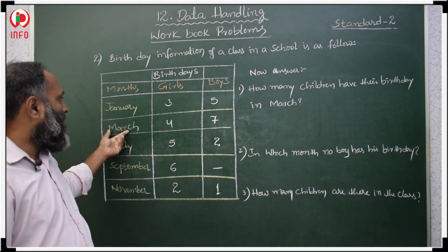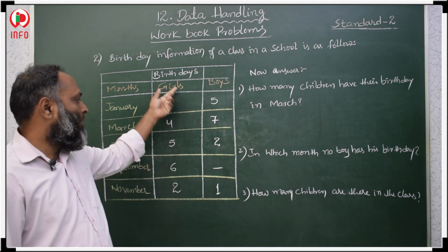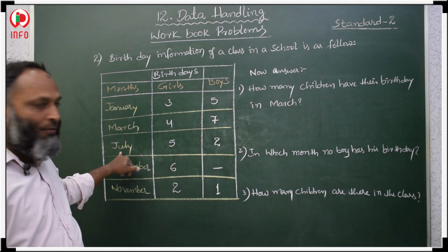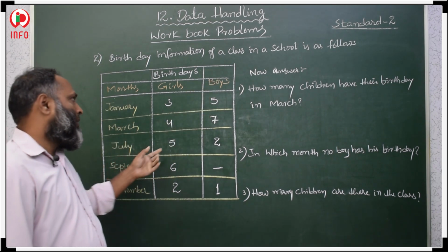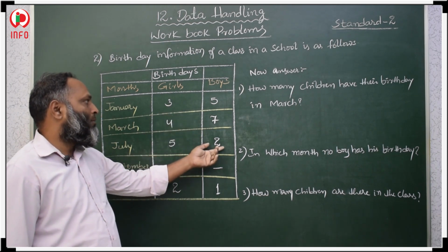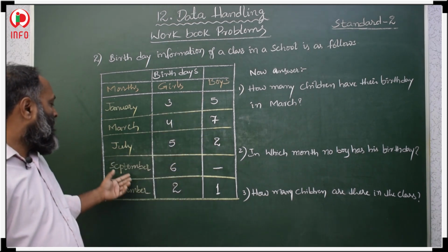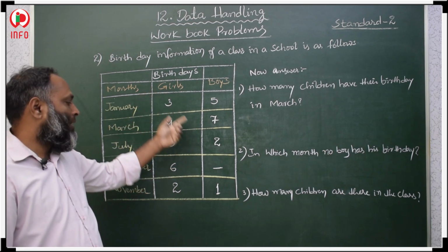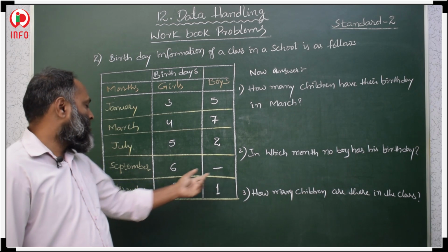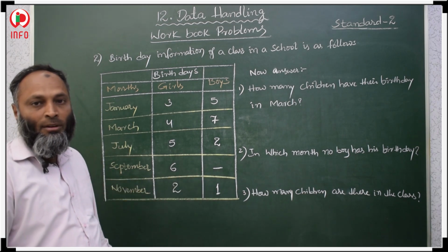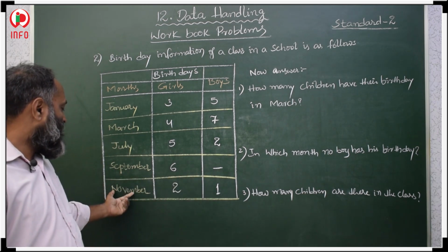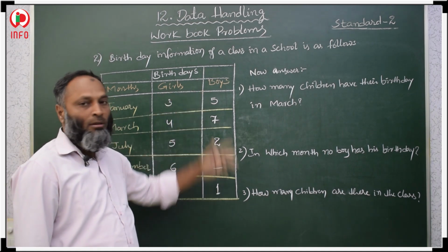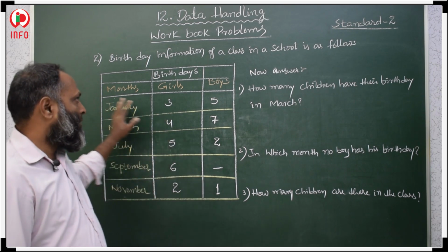And in the month of March, 4 girls and 7 boys were born. Next, in the month of July, 5 girls and 2 boys were born. In the month of September, 6 girls were born, and no boys were born. In the month of November, 2 girls and 1 boy were born. Now, this is the information chart.